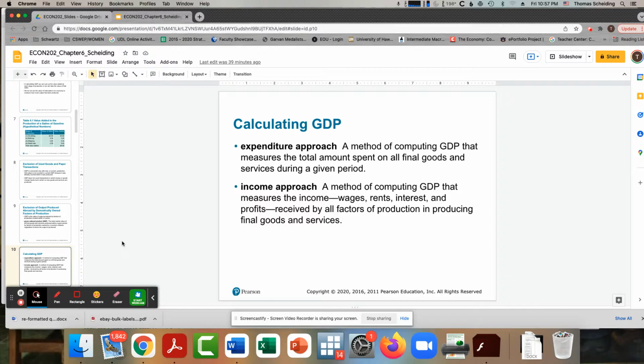And so there are two ways to calculate this. One way called the expenditure approach, and the other called the income approach. In the expenditure approach, what we're looking at is what's spent. And we look primarily at four categories: consumption, plus investment, plus government spending, plus net exports, which is exports minus imports.